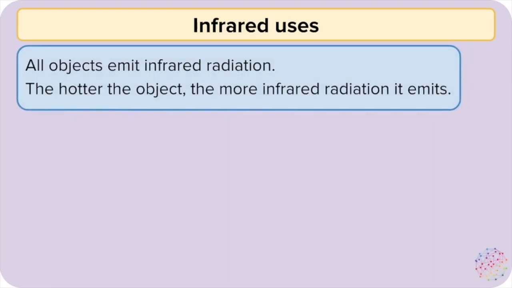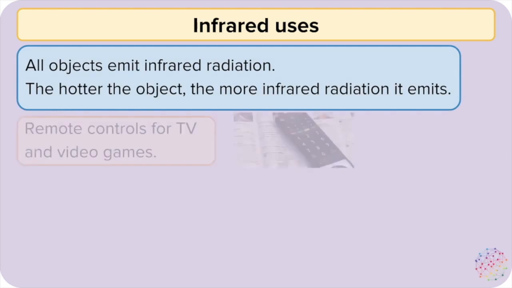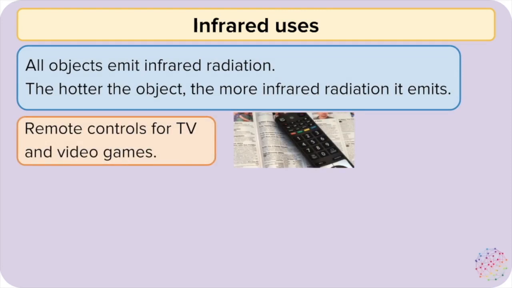Infrared radiation is emitted by all objects, and the hotter the object, the more infrared radiation it emits. Infrared radiation can be used in remote control handsets for TVs and video equipment, transmitting signals carried by infrared radiation. So when you press a button on the handset, it will send out a sequence of infrared pulses. The infrared radiation is used because suitable infrared pulses can be easily produced and detected electronically.